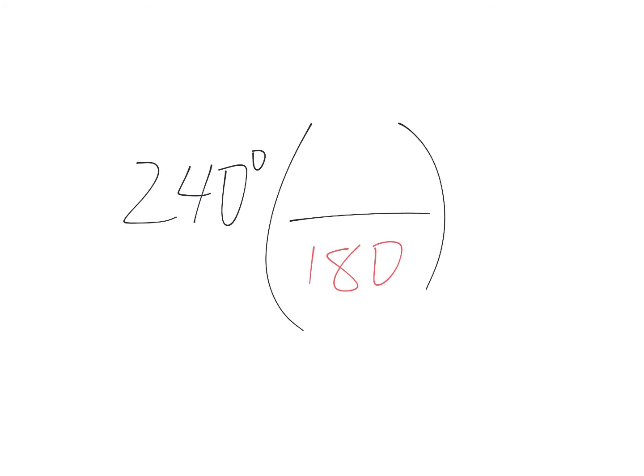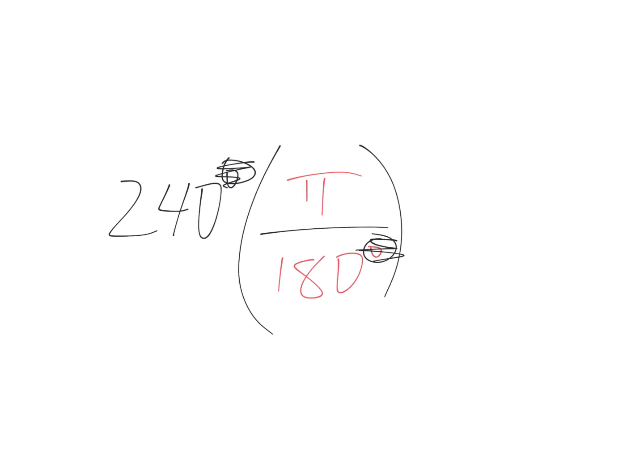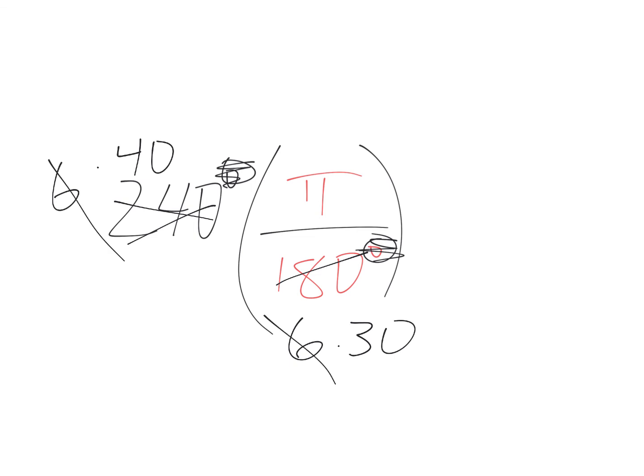So 180 goes here, pi goes here. It's always 180 and pi. Why did I put the 180 on the bottom? So this would cancel. They're gone. And then I like to go 6 times 40, and this is going to be 6 times 30. And then it's 40 over 30. Oh, cross off the zeros. 4 pi over 3. Raise your hand if you had 4 pi over 3. Awesome. You now know how to convert from degrees to radians.